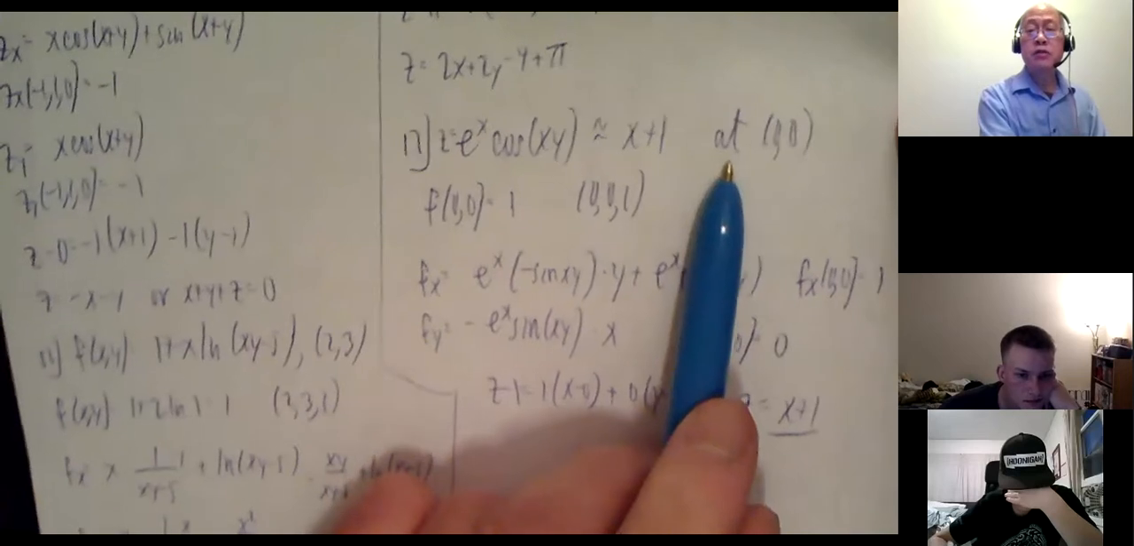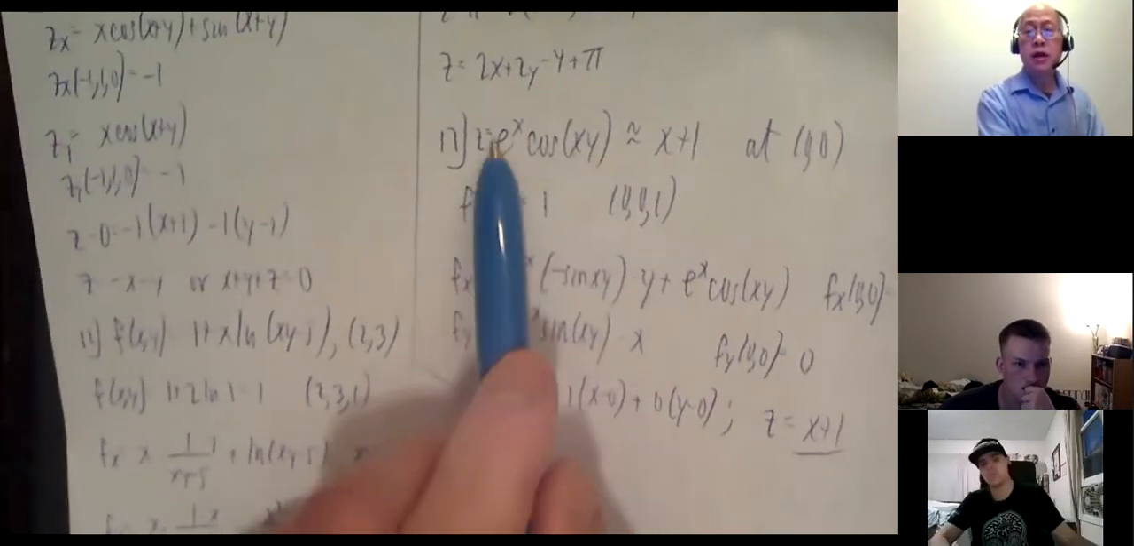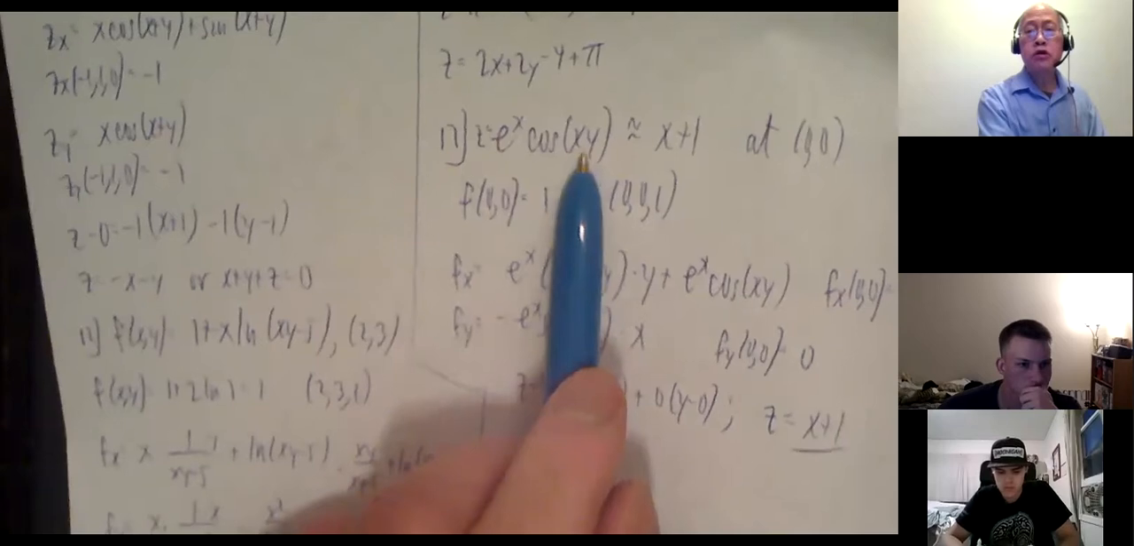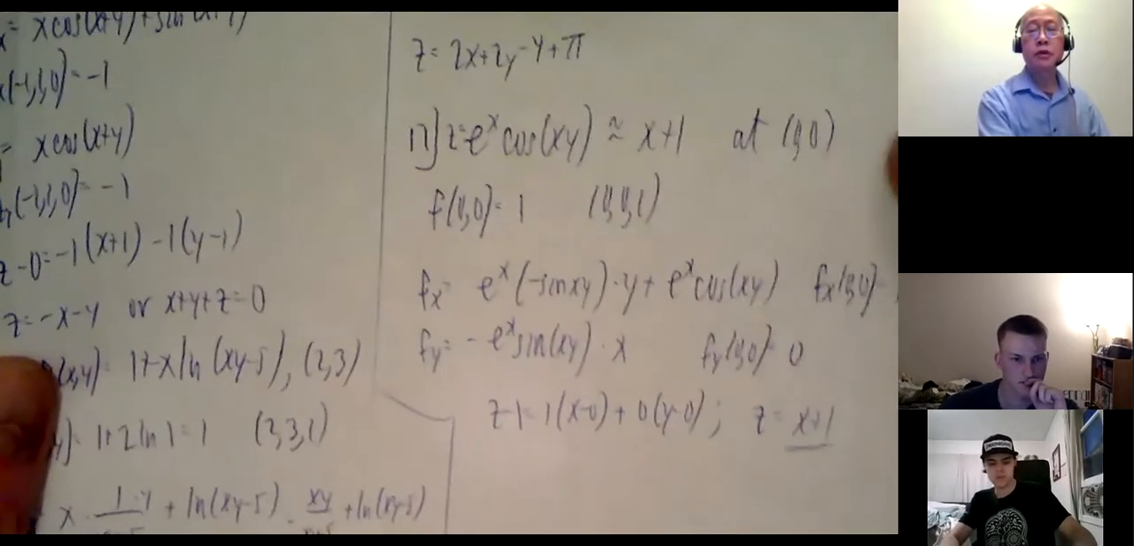All right, so you're at 0, 0. I need the y coordinate. Plug in 0 there, 0, 0. e to 0 is 1. Cosine of 0 is 1. So f of 0, 0 is 1. So the point is 0, 0, 1, the ordered triple.